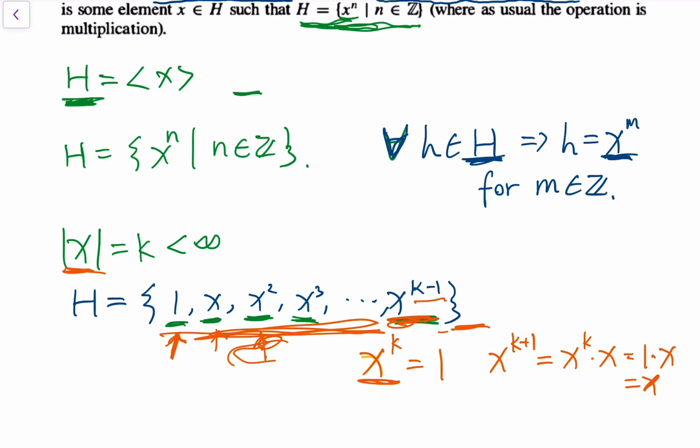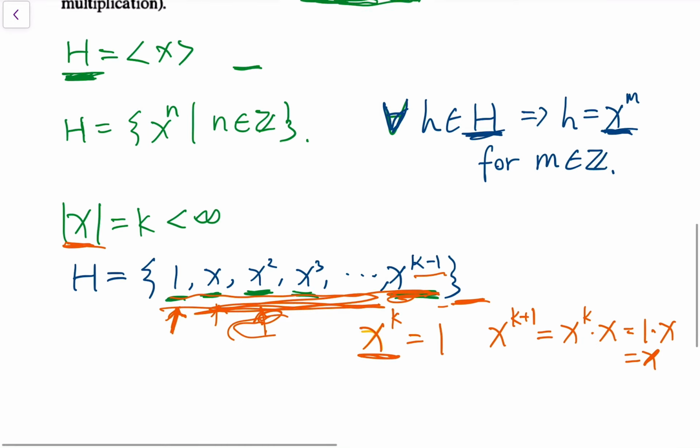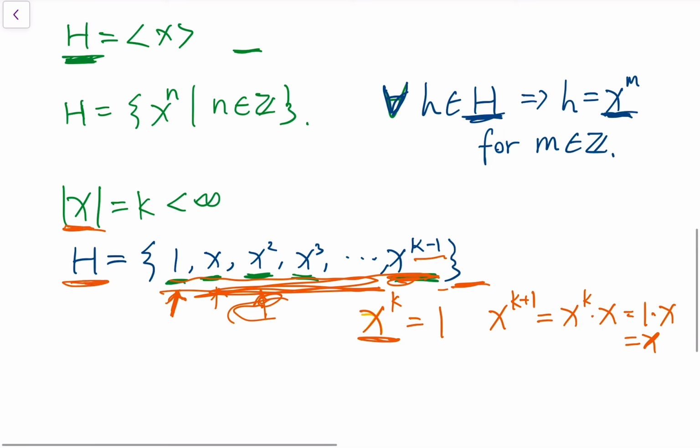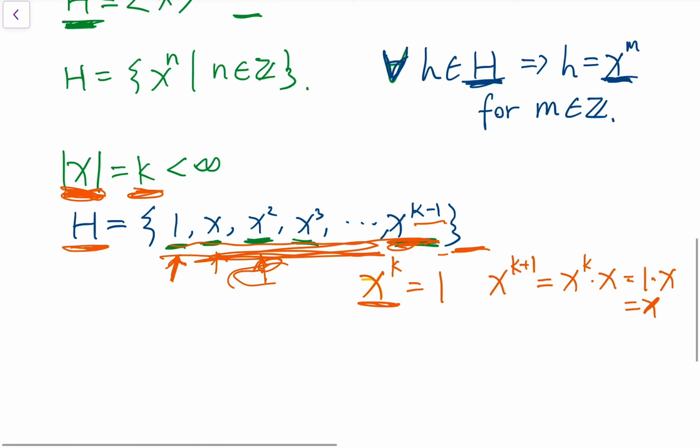So this set contains all the elements of this cyclic group of the generator, if the generator x only has finite order k, and we say the group has order k as well. Okay, this is the finite cyclic group.